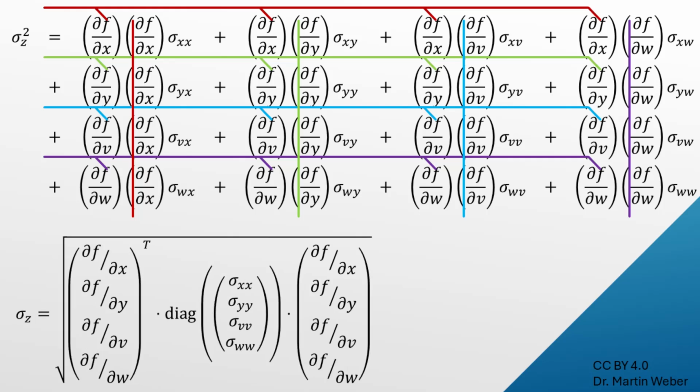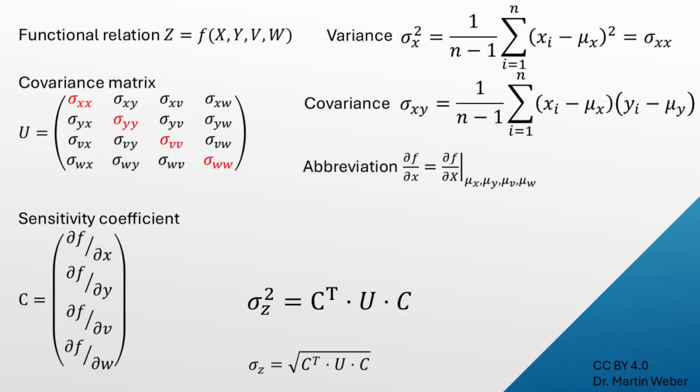The last step is to reapply the square root to get the uncertainty, but that is easy as it is just a number. To summarize, even cases with numerous input quantities can be treated in a systematic and structured way, resulting in a simple matrix equation.